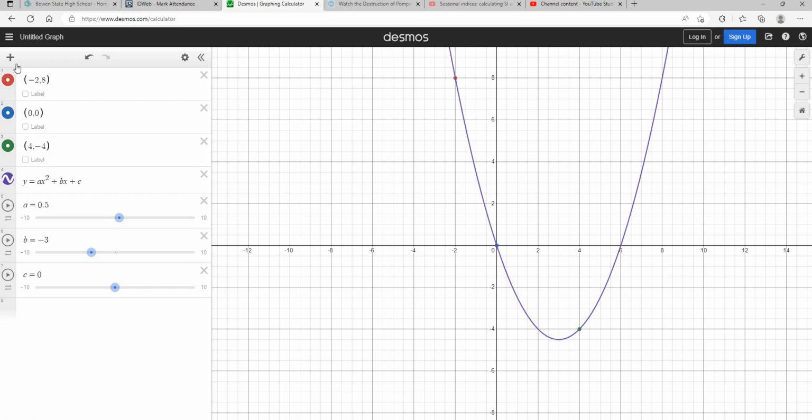So what is it? Y equals AX squared plus BX plus C. You can reuse your line from before, you just have to replay with it.